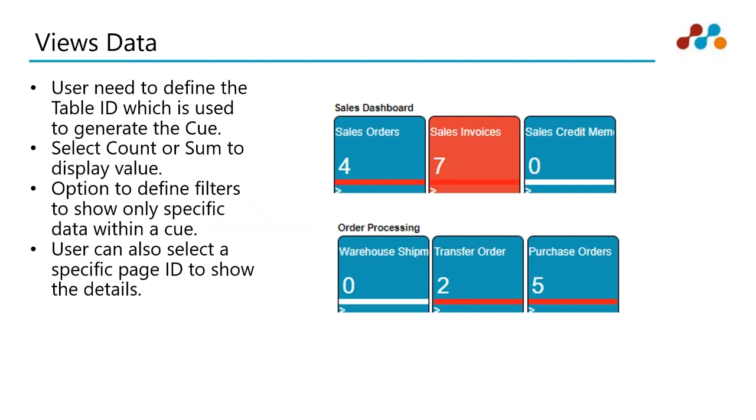So this is how the dashboard looks like. For the sales dashboard, we have three queues seen over here: one is the sales orders, sales invoices, and sales credit memos. So likewise, you can have many more. There is a restriction on the views which can be assigned to a user, but there is no restriction on assigning queues to a particular view.